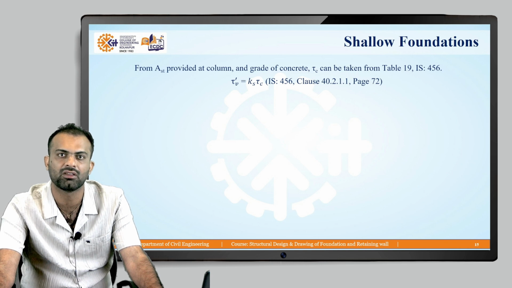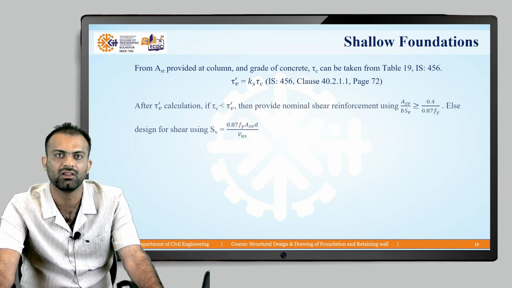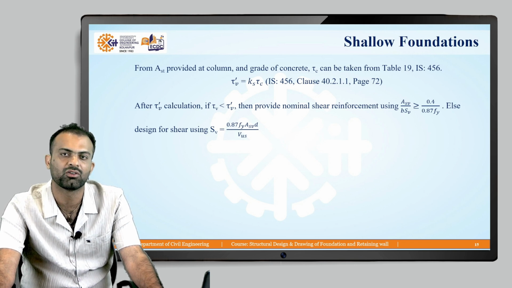From the tau c value, we are going to calculate the tau dash v by using this formula. I already mentioned this in the punching shear also. Then the same way, if the tau v is less than tau dash v, we need to provide the minimal shear reinforcement by using this formula. If it is greater than this value, then we need to provide the shear reinforcement by using this formula. With this, we are done with the longitudinal reinforcement.